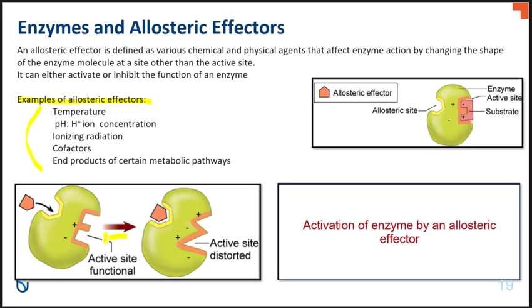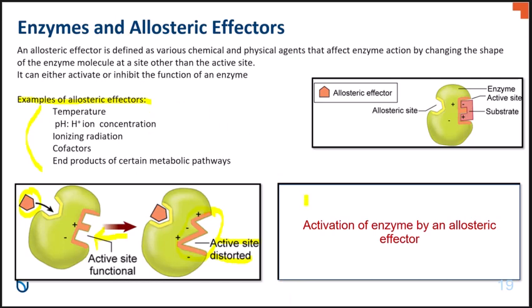So there would be a very specific structure that would fit in this active site. An allosteric effector that inhibits the effect of an enzyme will bind to the enzyme and, as you can see, change its shape. So it makes the active site now distorted. So now that enzyme is not able to function as it should.